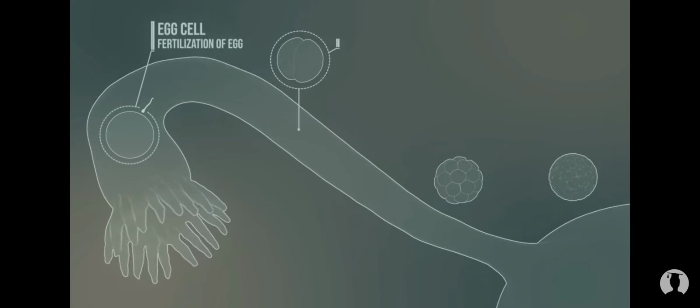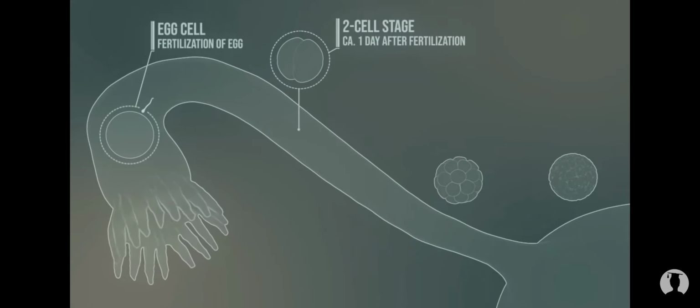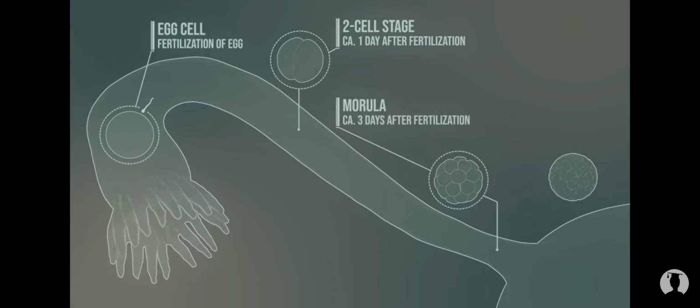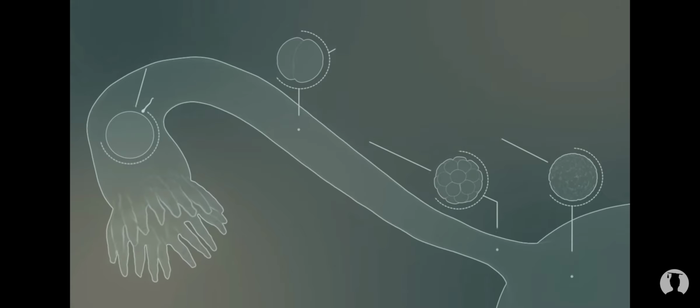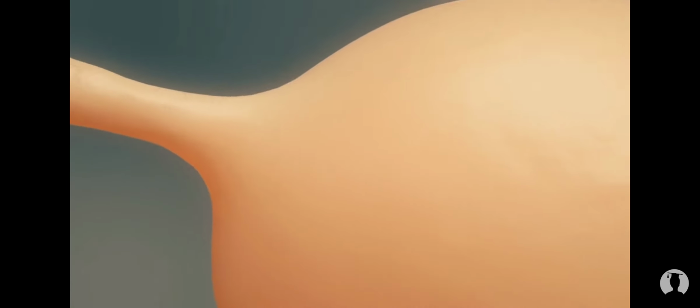Fertilization occurs at the end of the tube. The first cell division takes place about a day after fertilization. Eventually, further cell divisions happen, forming the morula. And in the uterus, the blastocyst is created.